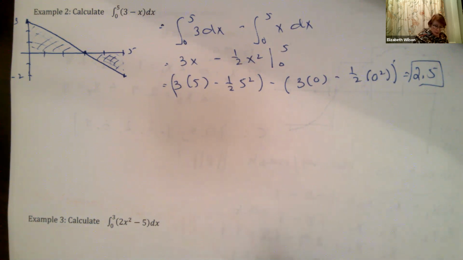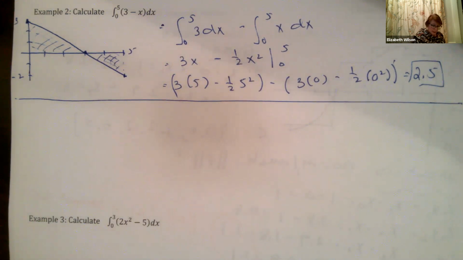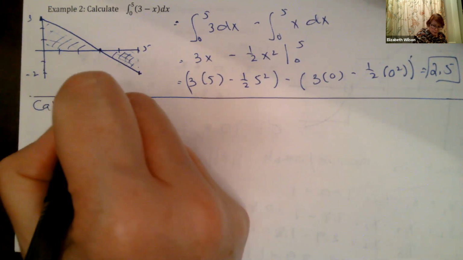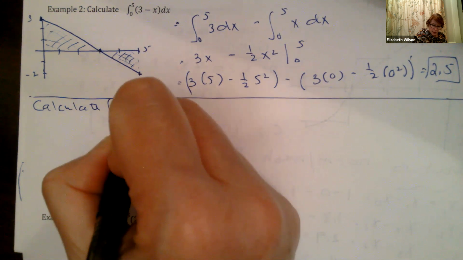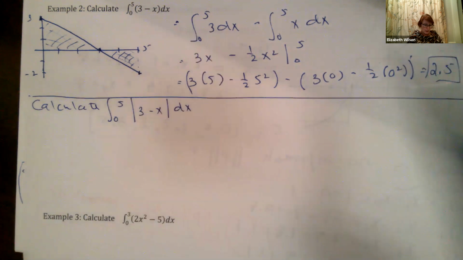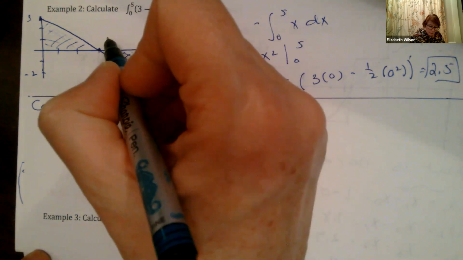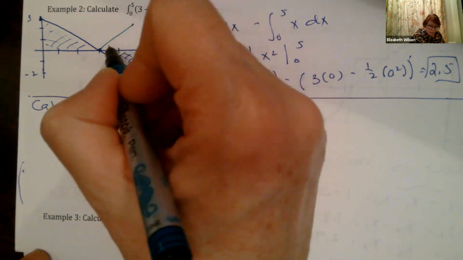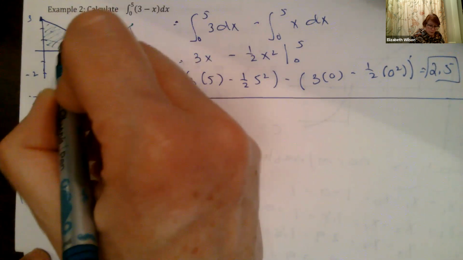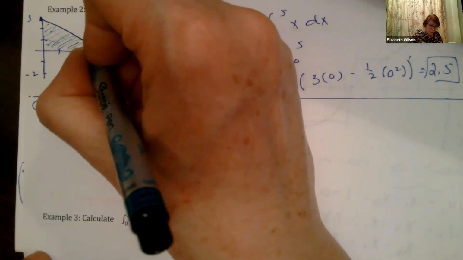Okay, so now just as a contrast, we weren't asked to do it, but I just want to show you how it's different. If I say, let's compare it, let's calculate 0 to 5, the absolute value of 3 minus x dx, right? So I take this same function here, and what I'm going to do differently is the areas that were negative now become positive. Right, so that's our absolute value. Okay, this is absolute value of 3 minus x.